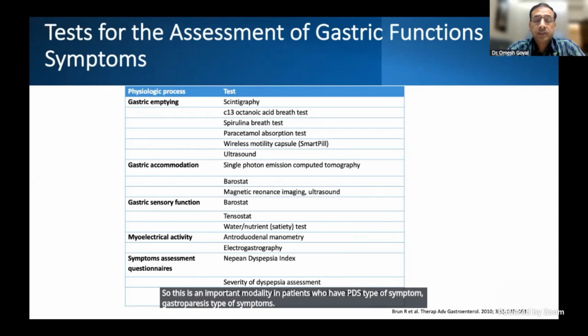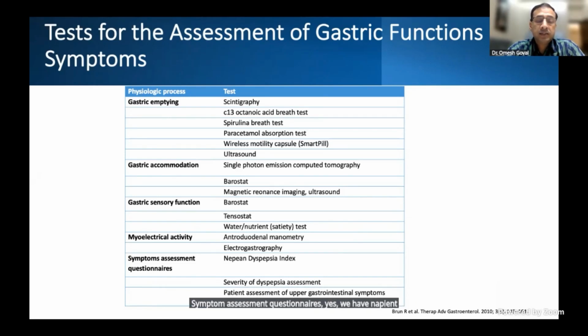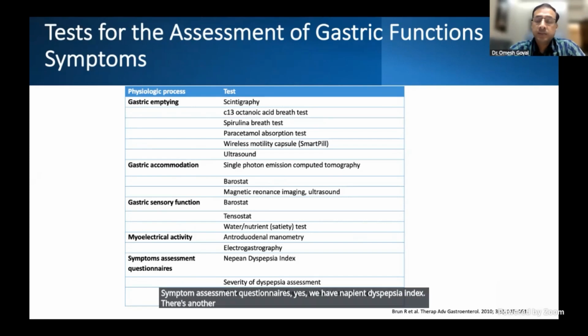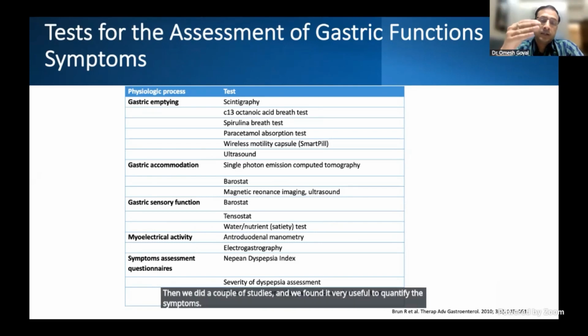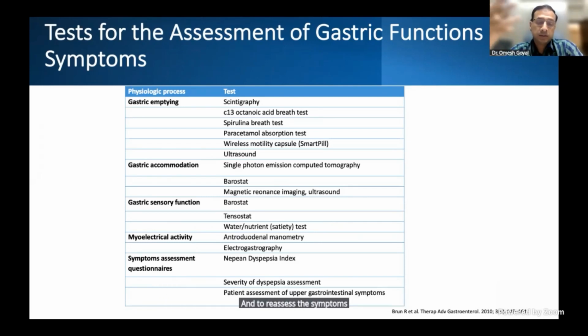Symptom assessment questionnaires, yes, we have the Nepean Dyspepsia Index. There is another short form of the Nepean Dyspepsia Index, and in our center, 5 years back, we translated it into a Hindi version and validated it in our population. Then we did a couple of studies and found it very useful to quantify the symptoms and to reassess them after some therapy or intervention. It tells about the severity of symptoms and the quality of life, all in one questionnaire.